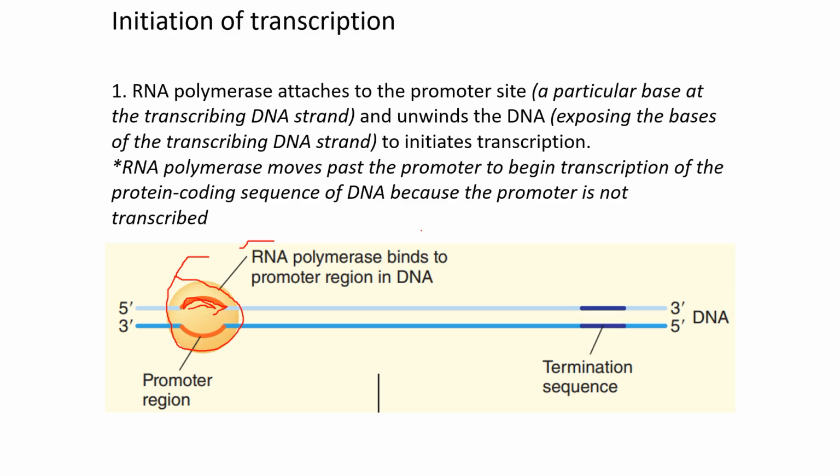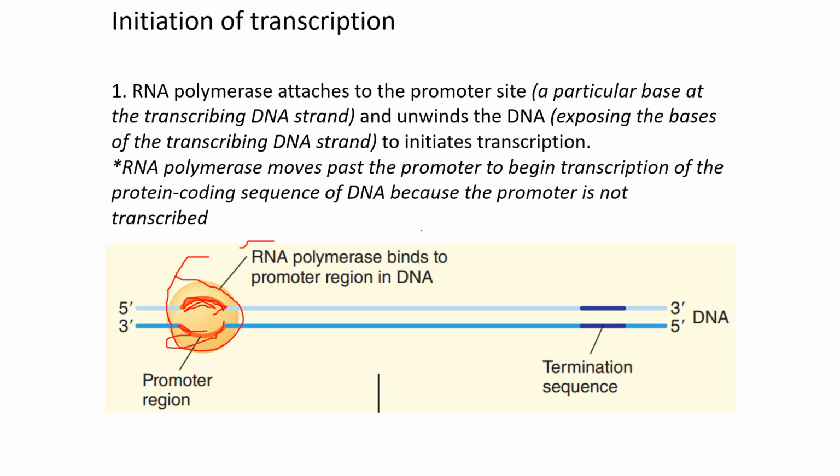You can see the promoter site here on both strands of the DNA. So RNA polymerase attaches to the promoter site, and the RNA polymerase will unwind the DNA to initiate transcription. What happens when the DNA is being unwound? This will expose the bases of the transcribing DNA strand.